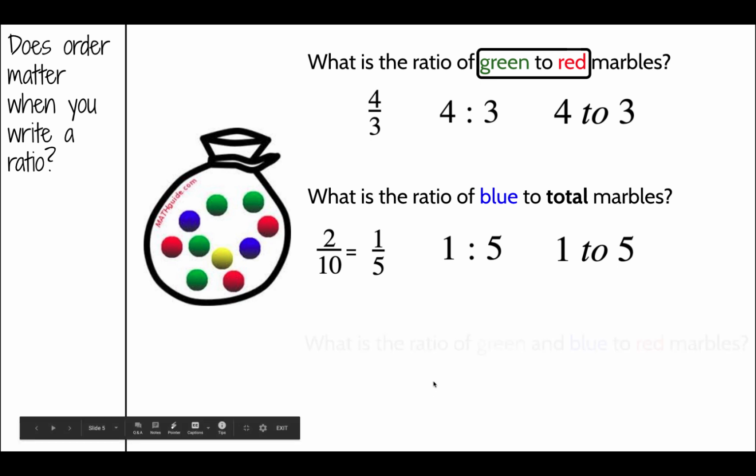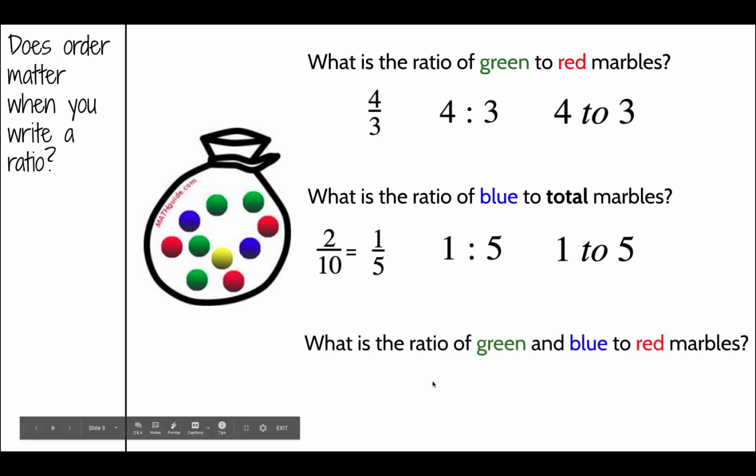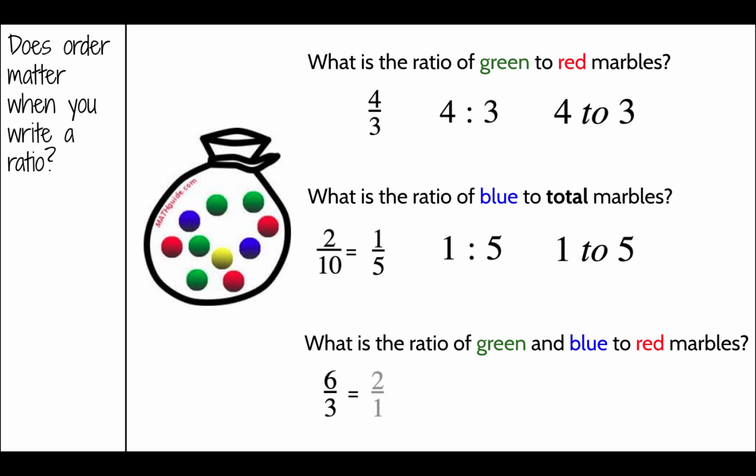Let's look at another example here. What is the ratio of green and blue to red marbles? So I need to add up the green and the blue. What would that be? 6. How many red marbles are there? 3. I'm going to write it in fraction form first, so that would be 6 to 3. I'm going to see if I can simplify. Do 6 and 3 share a factor outside of 1? Yeah, they share 3. I can divide both the top and the bottom by 3 to get 2 to 1.